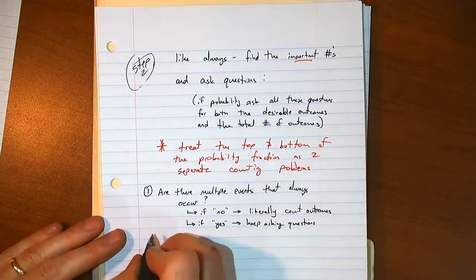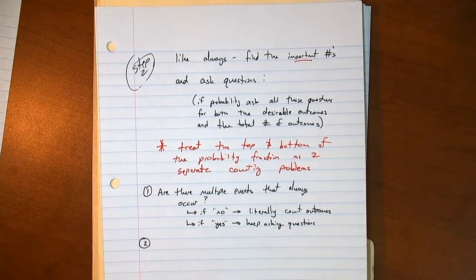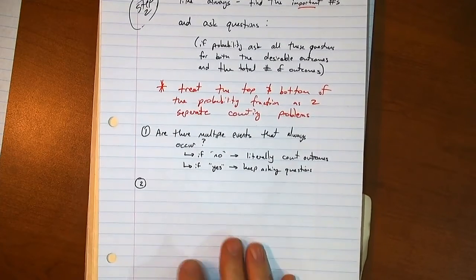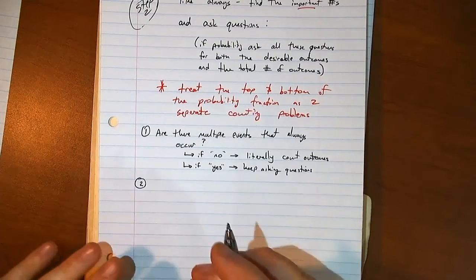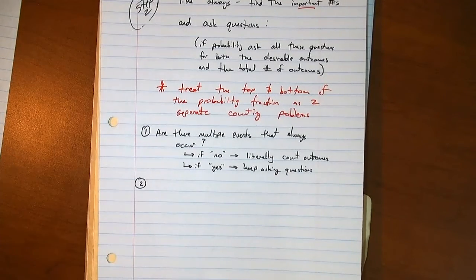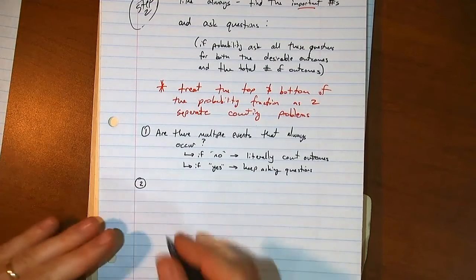And here's the next question. Are there multiple events that are always occurring? If the answer is no, then we're going to literally count. If the answer is yes, then we're going to keep asking questions. Here's our next question. The next question is, are there replacements in the problem?